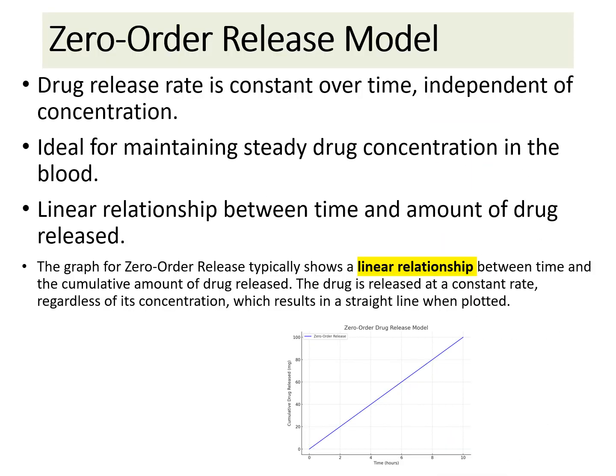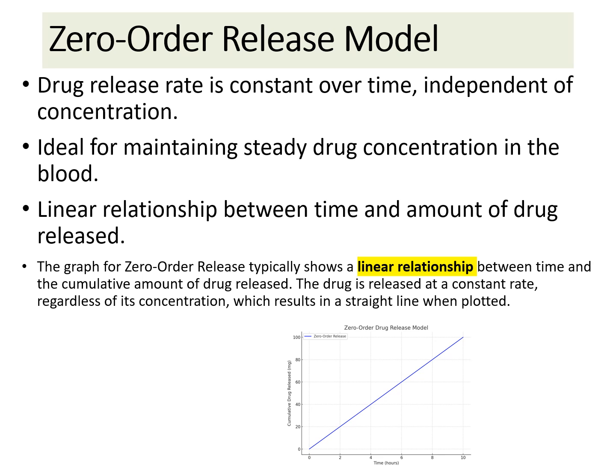So first is the zero order release model, and as you can see in the graph, this model gives a linear relationship between the time and the drug release. So the drug release rate is constant over time, independent of the concentration, and it is ideal for maintaining a steady drug concentration in the blood. Always, zero order drug release is very difficult to achieve by formulation design.